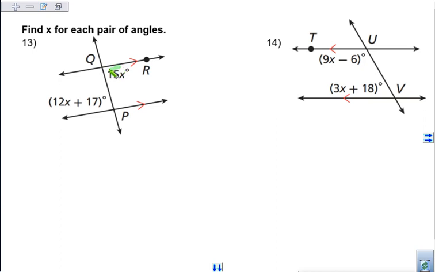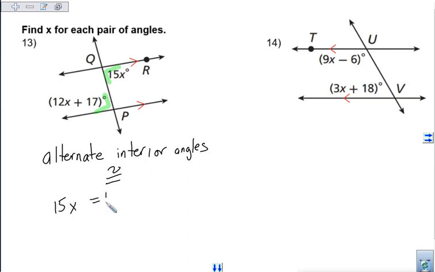Next up, we're looking at 15x and 2x plus 17. And we have parallel lines being intersected by a transversal. And these are on different sides of our transversal and in between the two lines that are being intersected. So these are alternate interior angles. And what do we know about alternate interior angles when the lines are parallel? They are congruent, so we can set these equal to each other.